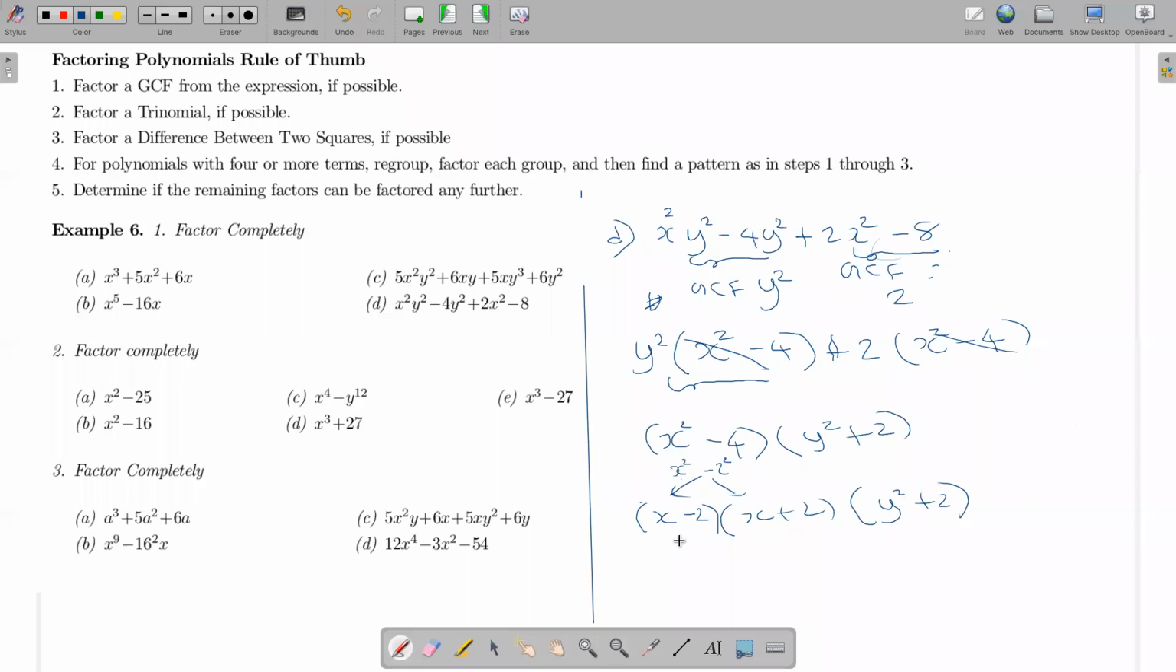So after that, I cannot factor further. I stop. First we factor, and then come back and see whether we can factor further. When we decide we cannot factor further, I stop.